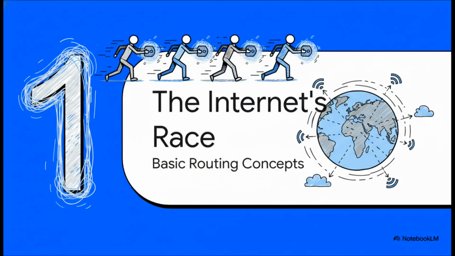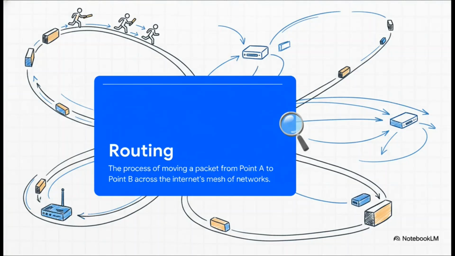Okay, first things first. The absolute best way to wrap your head around how data moves online is to picture it as this gigantic, globe-spanning relay race. Now, the official term for this is routing. See, your data, that email, that picture, it gets chopped up into these tiny little pieces called packets. You can think of each packet as the baton in a race. And routing? Well, that's just the process of getting that baton from the starting line all the way to the finish line across literally millions of interconnected tracks.